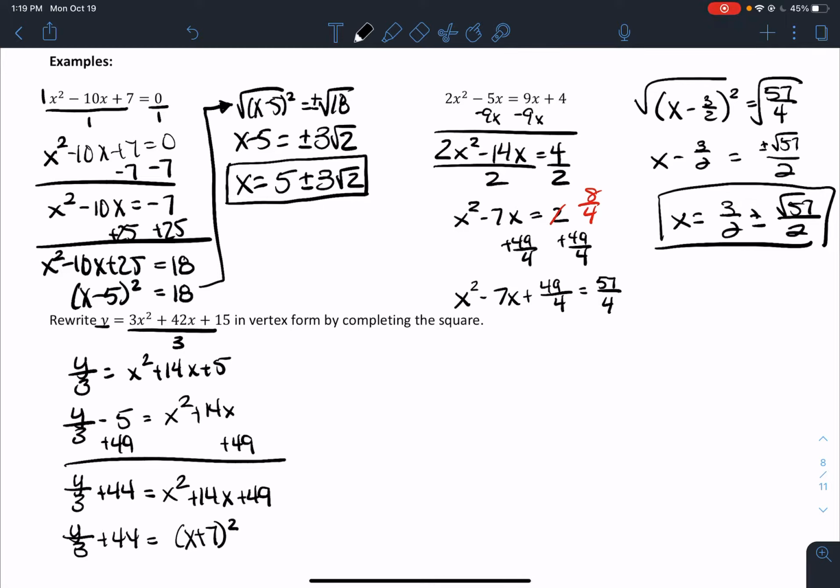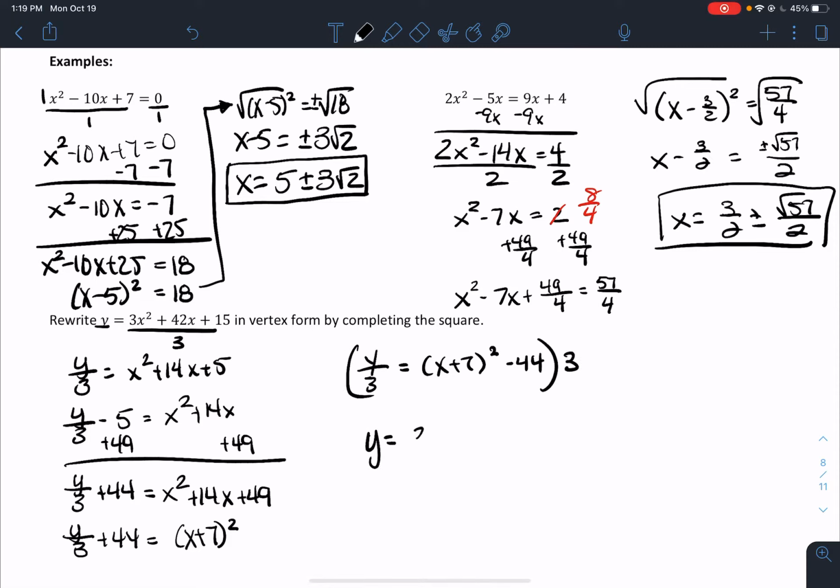That's good. That should look familiar to you when it comes to vertex form. I'm going to move the 44 over. I'm going to subtract 44 from both sides, and I'm going to get y over 3 equals x plus 7 squared minus 44. We're getting closer. We just need to get rid of that 3. So we're going to multiply the whole equation by 3.